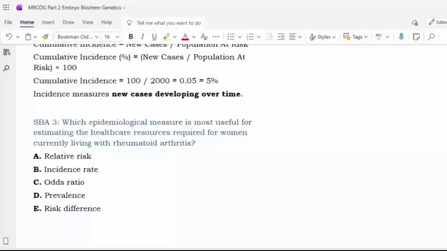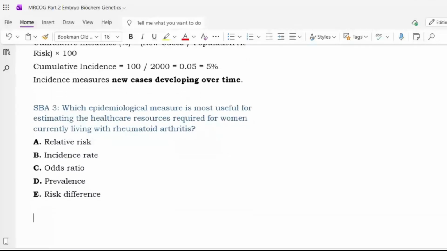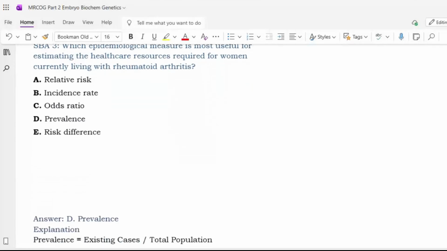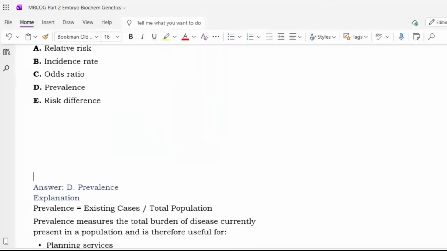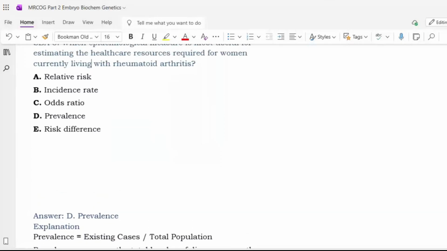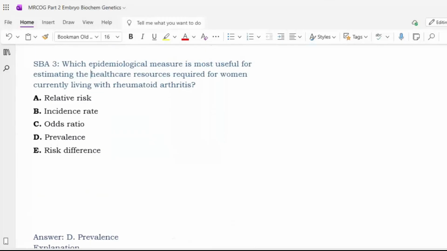Is it relative risk, sir? Women currently living with rheumatoid arthritis. Currently living, what does it mean? That is prevalence, because you want to know how much is the burden, because you are planning the resources. If you know the disease burden, then you can plan the resources. So prevalence, and the other keyword which I told you is currently living with rheumatoid arthritis.